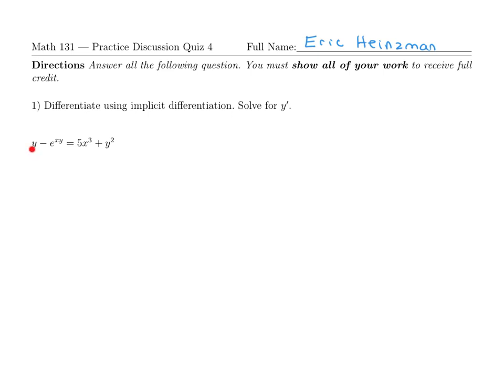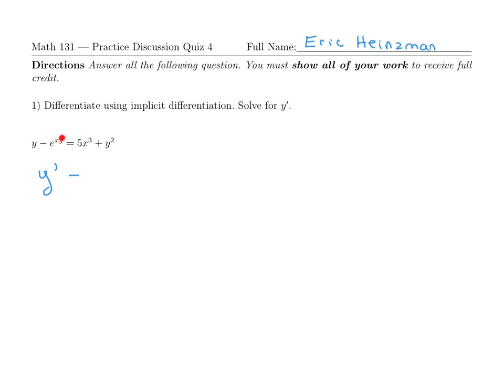So if I look at this equation, I'm going to differentiate both sides with respect to x. And I'm going to go through term by term to do this. So I'll start with y. What is the derivative of y with respect to x? It is simply y prime. Then you subtract off the derivative of e to the xy.